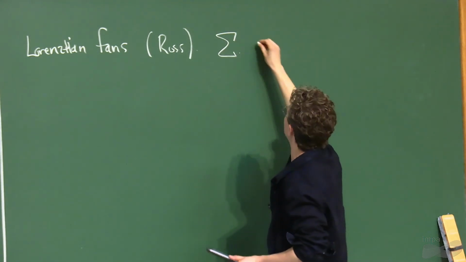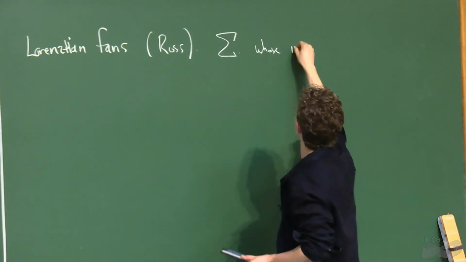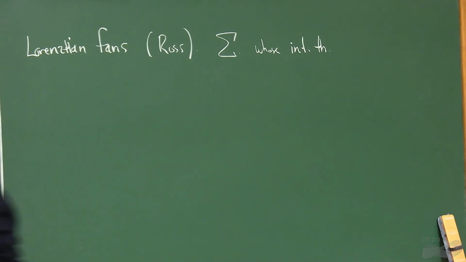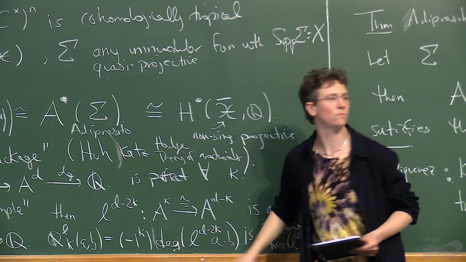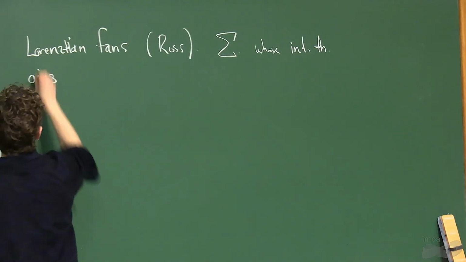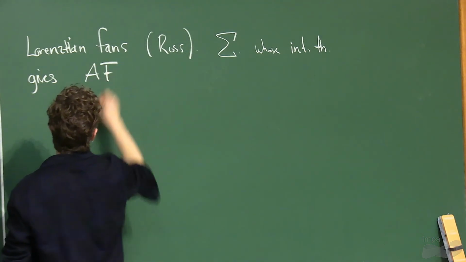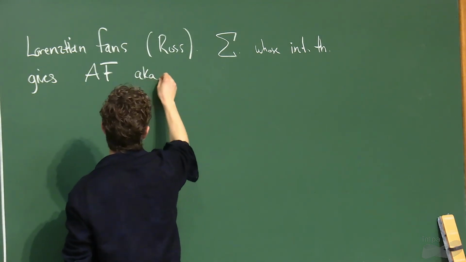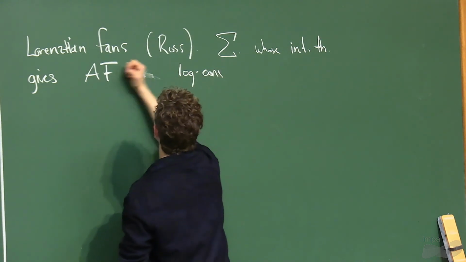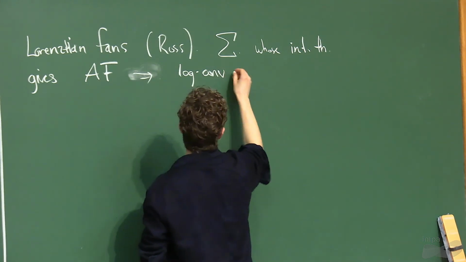They're fans whose intersection theory. So this is the intersection theory, that you have some quadratic forms here. Okay. It gives Alexander-Fenchel inequalities, aka log concavity results. Or not aka, but implies some log concavity results.